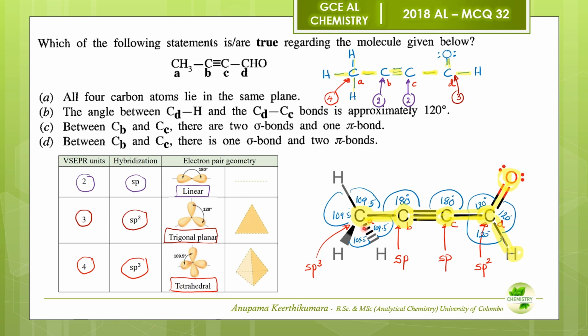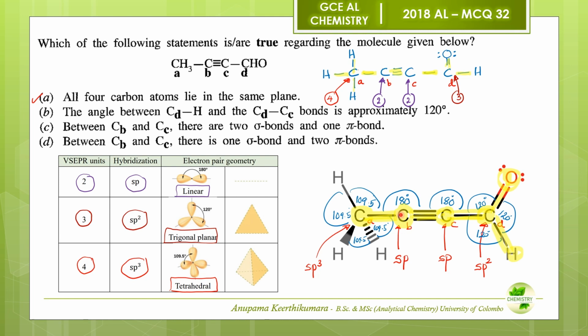Hybridization of CA is sp3. Therefore, the electron pair geometry around CA is tetrahedral and it has a 3D geometry. Therefore, the atoms attached to CA are not in the same plane. Statement A, all four carbon atoms lie in the same plane. Now you can see not only these four carbon atoms, oxygen and hydrogen are also in the same plane. These six atoms lie in the same plane.